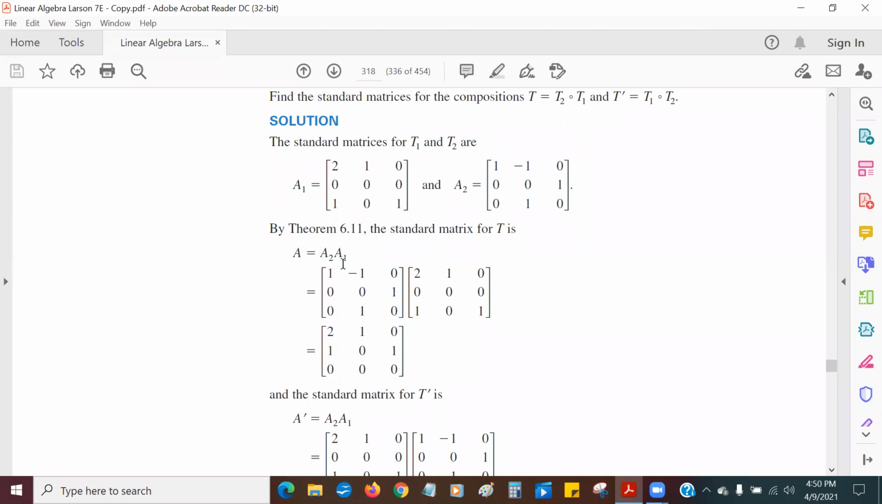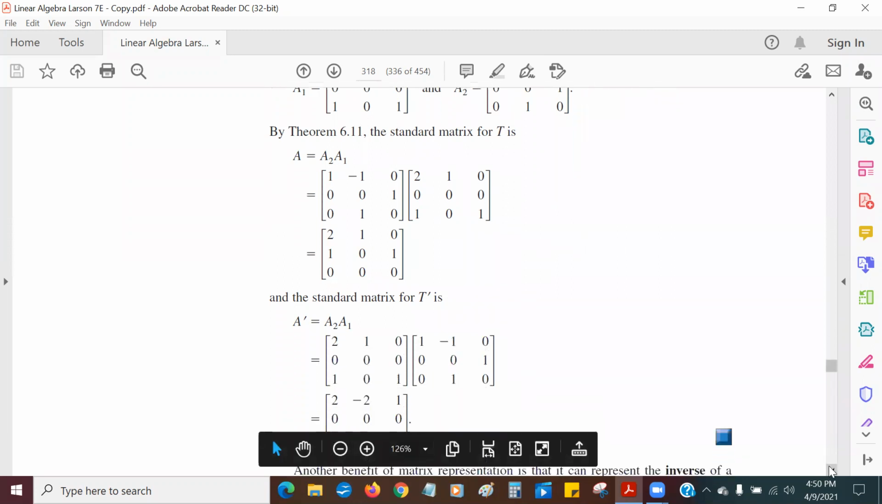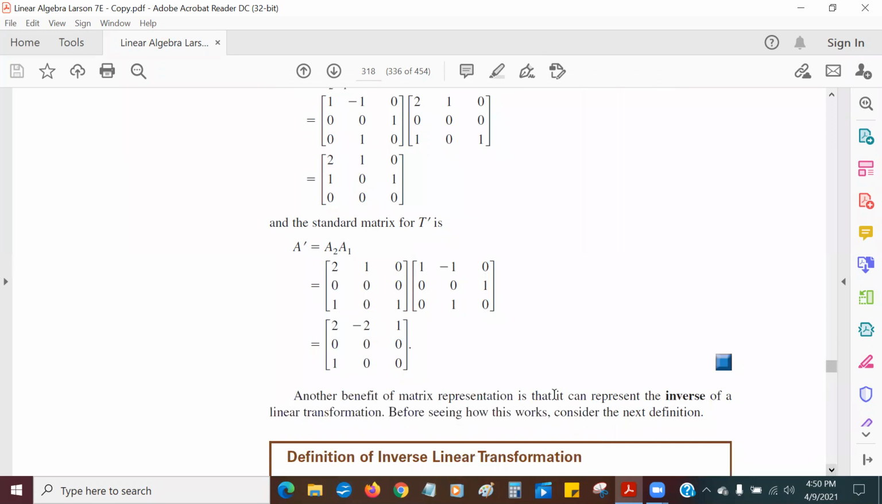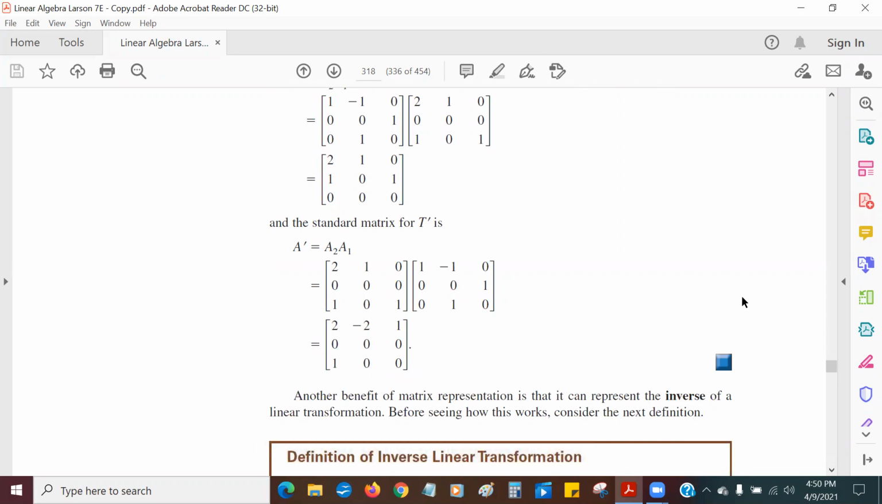A1 first over here is the same as doing the T1 first, which means this is for T. Now for T prime, we're going to multiply the other direction, A2 times A1, and we get this matrix here, and that's the matrix for T prime. So it all works out beautifully.